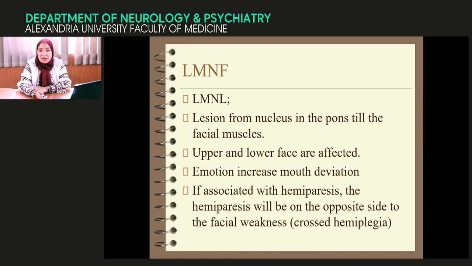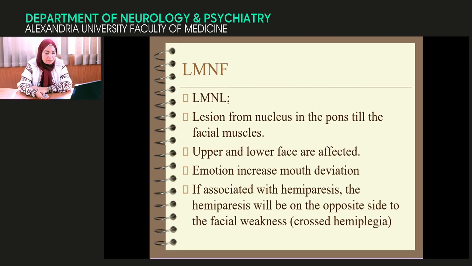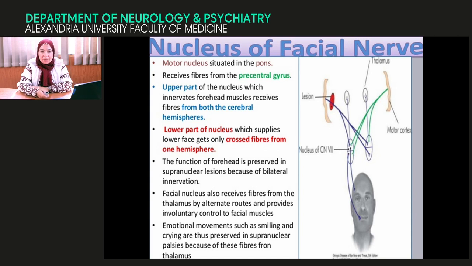In this case, it will increase the deviation of the mouth. If associated with hemiparesis from a stroke, whether hemorrhagic or ischemic, the hemiparesis will be on the opposite, contralateral side of the facial weakness. Meaning, if the patient has right lower motor neuron palsy, he will have left hemiplegia. It is called crossed hemiplegia. I will explain to you why the upper face and lower face behave this way.